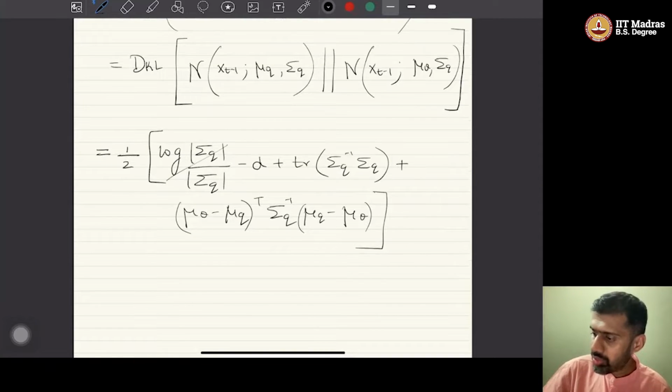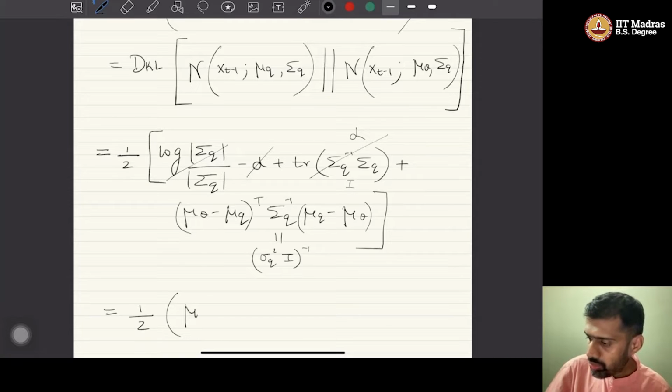The log term would cancel out to 0, and the trace of this will be the identity, which means that this would be d, so this and d would cancel. We know that sigma_q inverse is simply the inverse of sigma_q squared times the identity. Putting all these together, we have this equal to half into the norm of mu_theta minus mu_q.